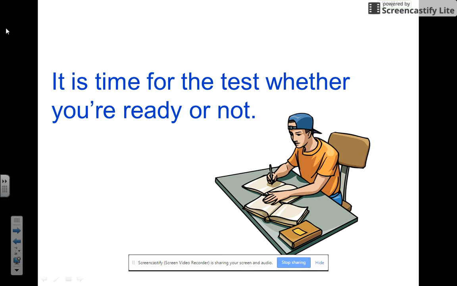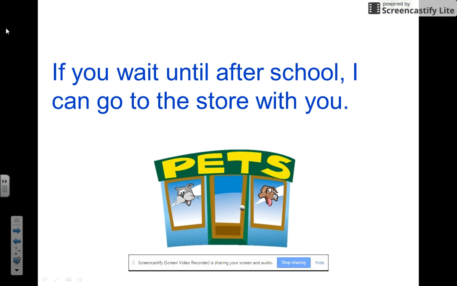And it's time for a test, whether you're ready or not. This one is an exception. It's not separated by a comma. Whether you're ready or not is the dependent clause. So this shows that a dependent clause doesn't always come at the beginning of a sentence. It can be anywhere in a sentence. If you wait until after school, I can go to the store with you. Again, we have this if here. That makes this first portion a dependent clause. If you wait until after school, it's dependent on the rest of the sentence.